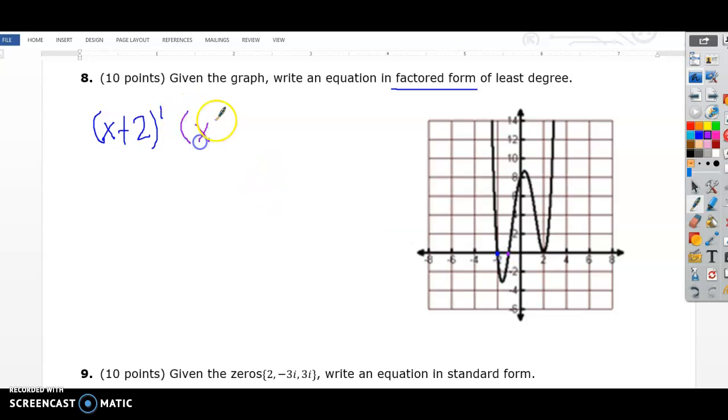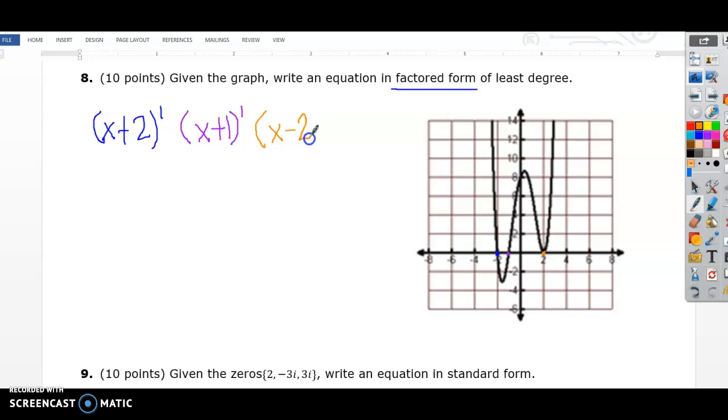So when I write it as a factor, it's going to be x plus 1. And if I look to see what the graph is doing, the graph just goes straight through the x-axis, so that implies that its multiplicity is also 1. Then I'm going to look right here, and that is my last zero, and that is a +2.